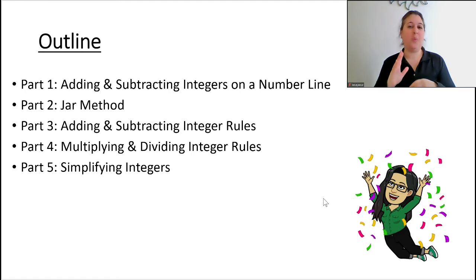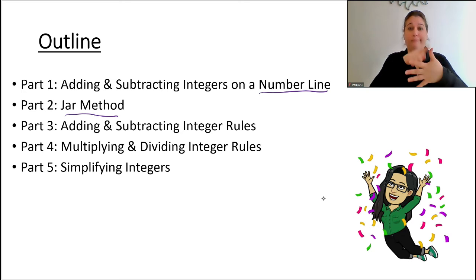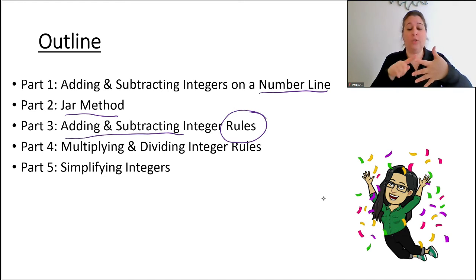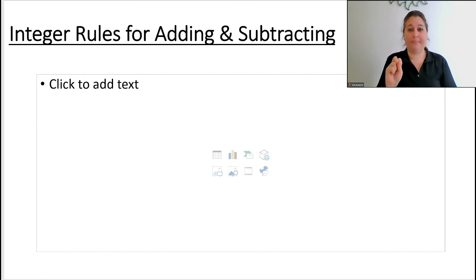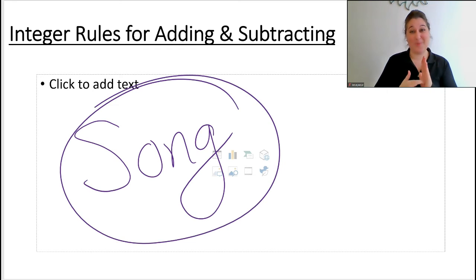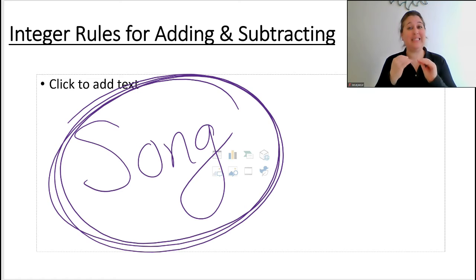All right, here is our outline. We just learned about using the number line and the jar method. Now we're going to go into the rules for adding and subtracting integers. We're going to show you using a song. Why? Because 1, it's catchy, and 2, I will be making you sing this in class. So please make sure you know how to sing this song.